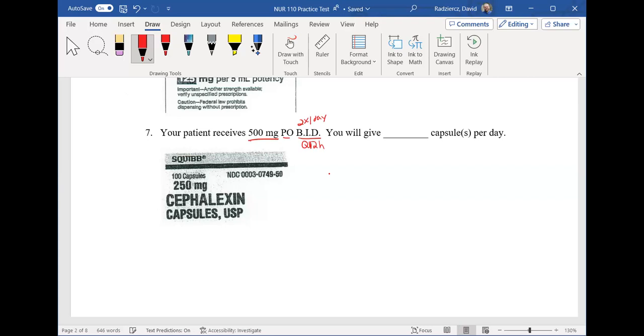The other thing you always want to pay attention to is it'll ask you how many capsules to administer. Sometimes it'll say how many capsules to administer per day. Sometimes it'll just say how many capsules. You'll give blank capsules. And if it just says capsules, it doesn't say per day, then what that means is per dose. Okay. So you can assume that it means per dose. Per day, they're going to ask you and be specific. If it's per dose, that's the default.